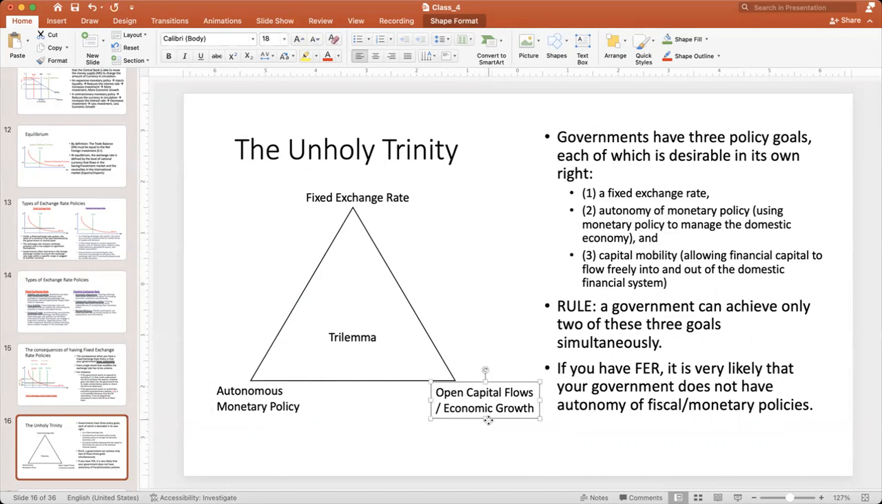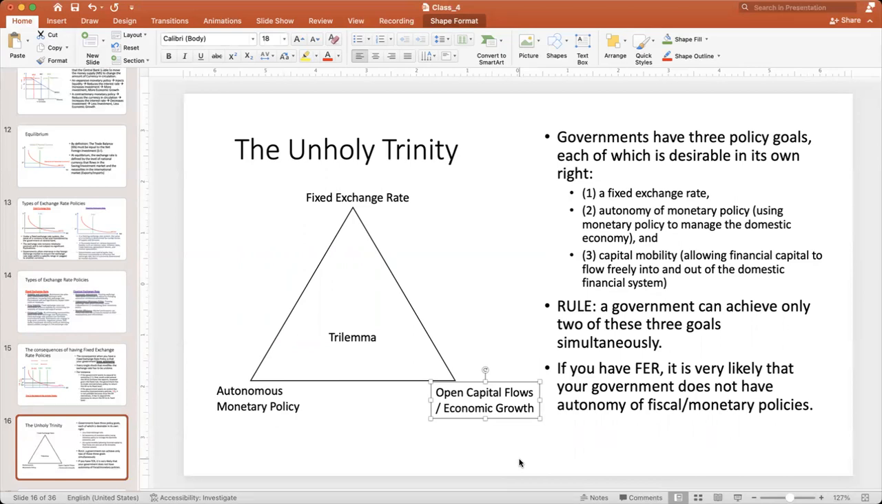And the third goal is capital mobility, allowing financial capital to flow freely into and out of the domestic financial system. We want capital to move freely, and if we create better interest rates, to attract investment from abroad and so on. However, the problem with the unholy trinity is that a government can achieve only two of these three goals simultaneously.